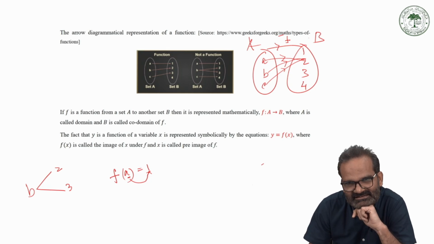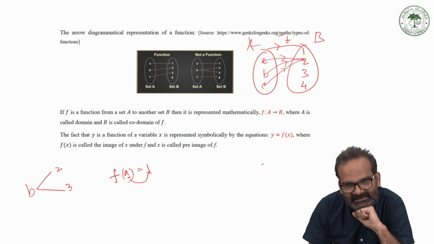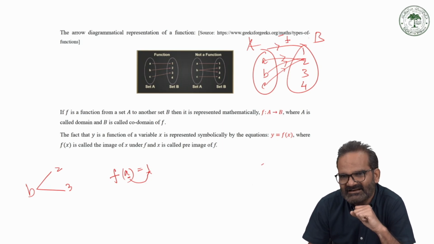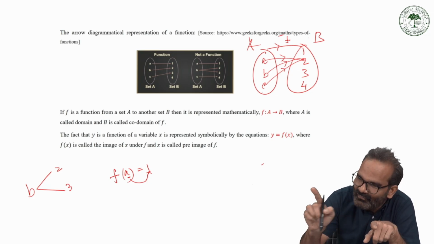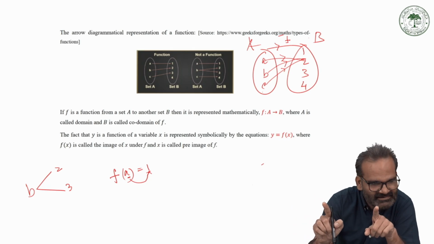So think over this example. Do you feel or do you observe that this is an example of a function? Of course, this is a function, because what is the condition? Condition is every element of the first set, that is A, must have one image in Y. This condition or this definition is satisfied here.